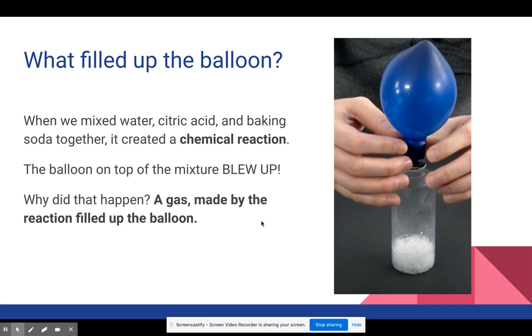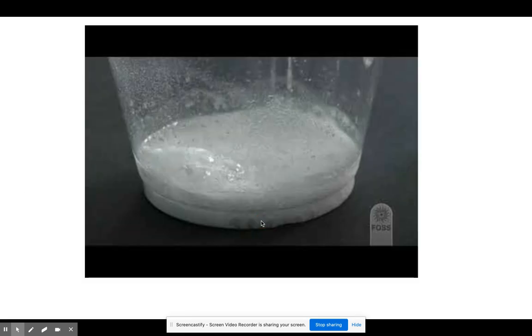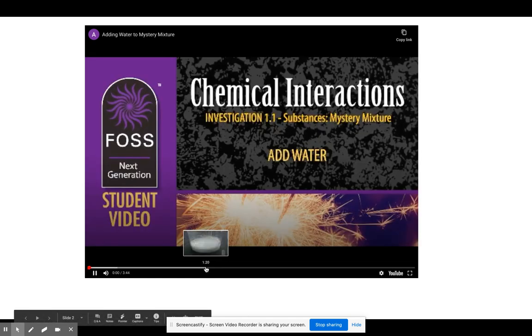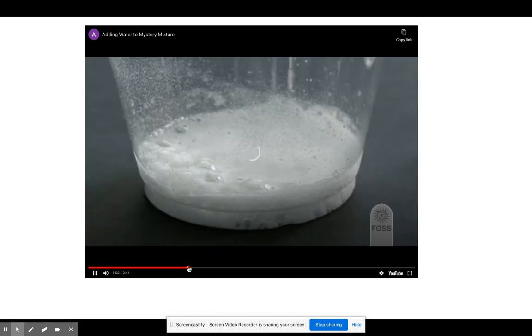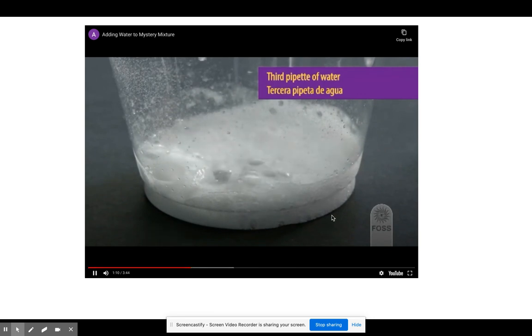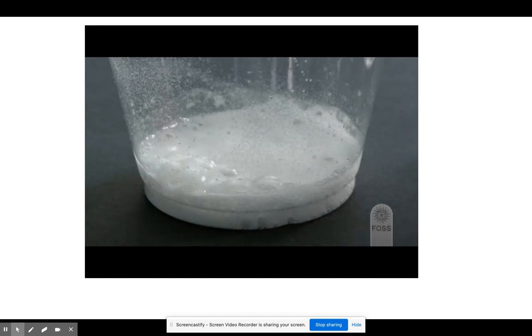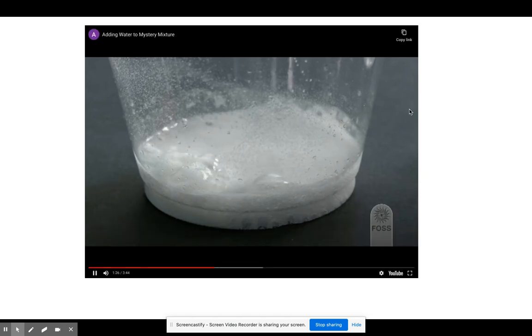You might be wondering, well, how do we know that a gas was made? Let's take a look at this video one more time. I'm going to fast forward to the part where the reaction happens. And what I notice is that on top of the mystery mixture, bubbles are forming. Every time a bubble pops, all of the gas that's inside of it goes up into the container and then up into the balloon.